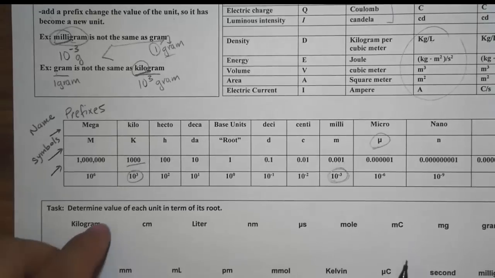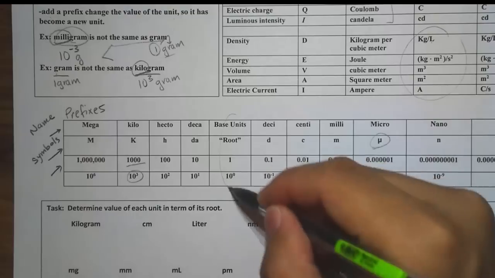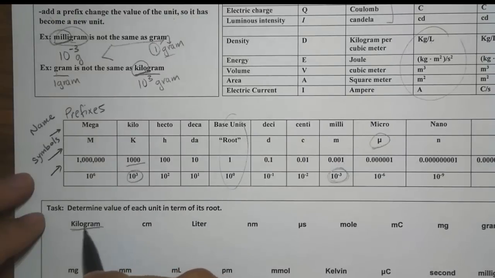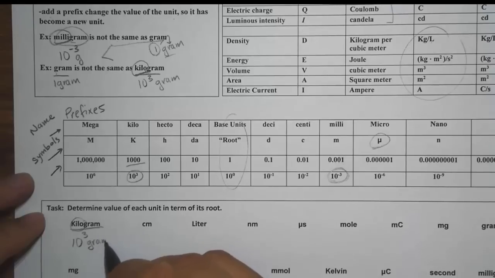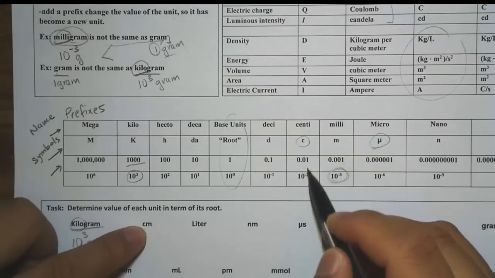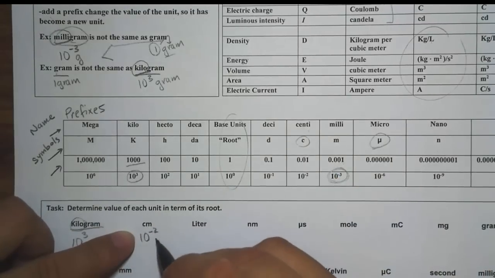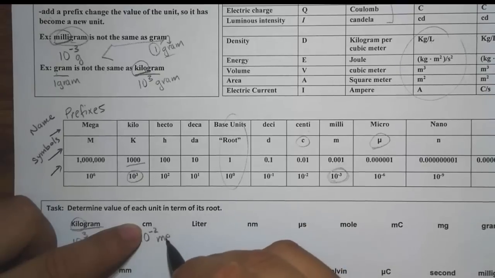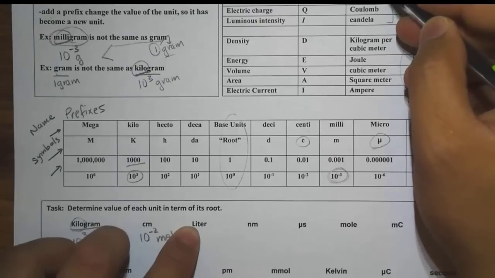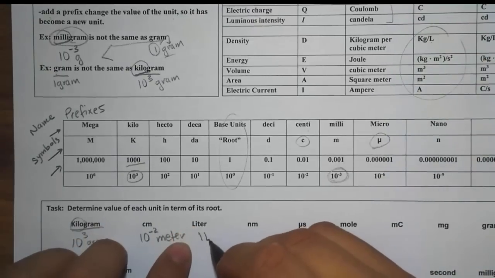The task is to determine the values of each unit in terms of its root. So we compare it in terms of the root of that SI unit. Again, we did kilogram already. That kilo is 10 to the third, so we have 10 to the third gram. And we have cm. What does C stand for? C is centi, and centi is 10 to the negative 2. What does m stand for? Meter. Then we have liter by itself. Remember, liter is up here as the base unit for volume, so we just have 1 liter.